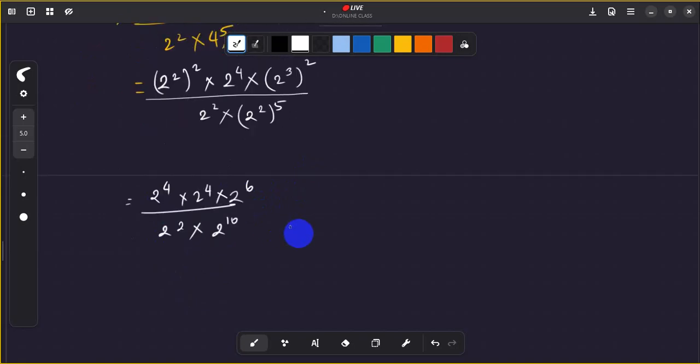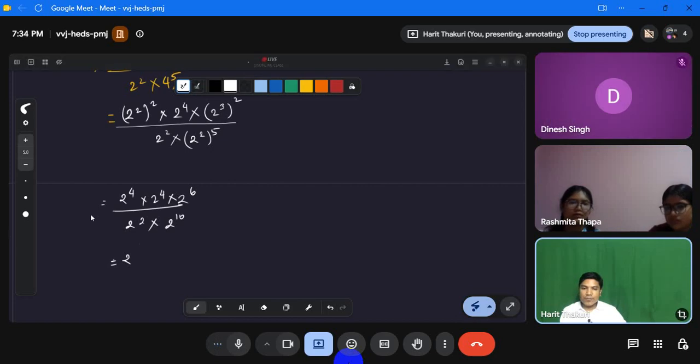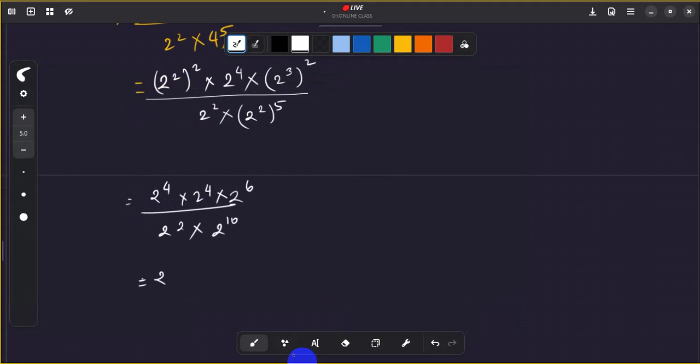Now let's simplify it. How can we simplify? Can we use laws of indices here in this numerator? What can we write for this? 4 plus 4 plus 6, right? 4 plus 4 plus 6 divided by 2 to the power 2 plus 10.